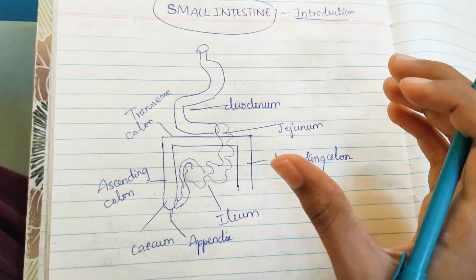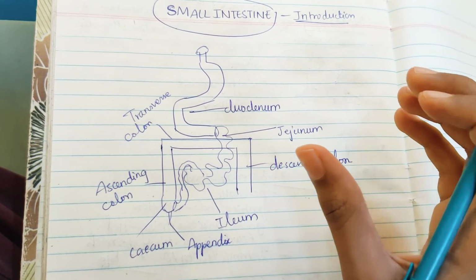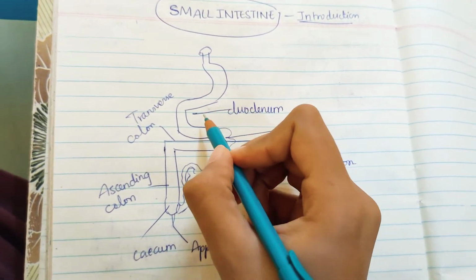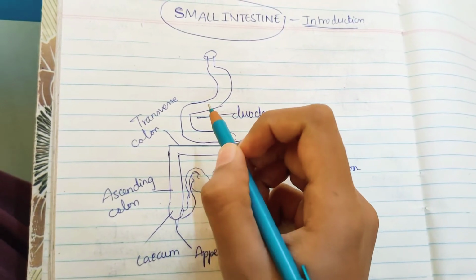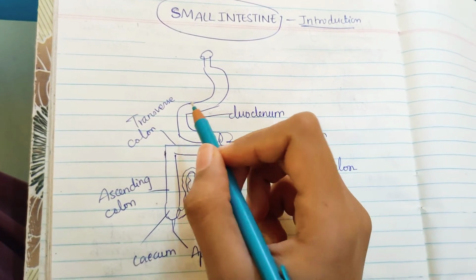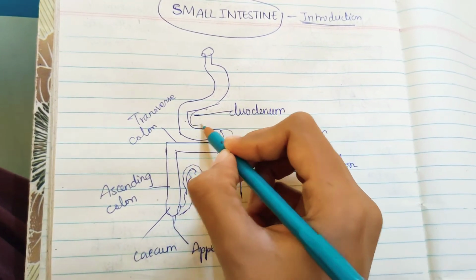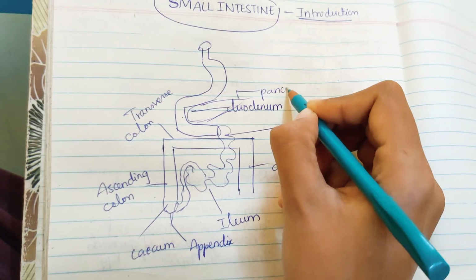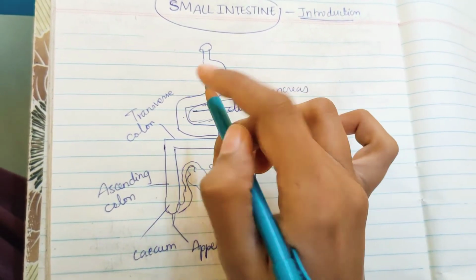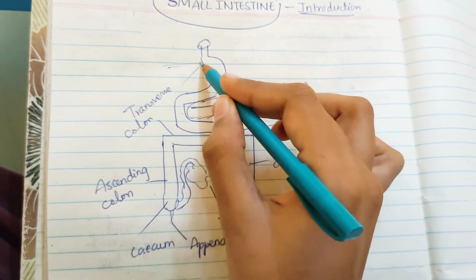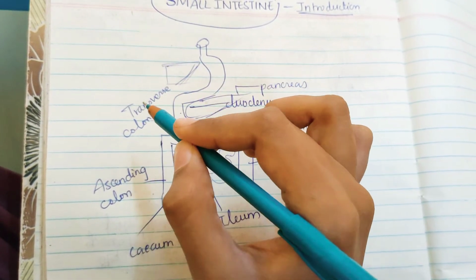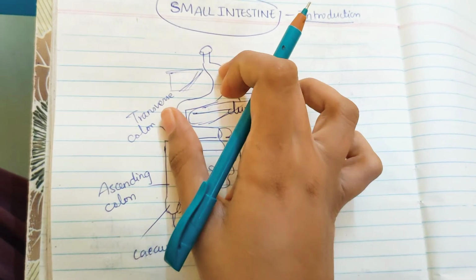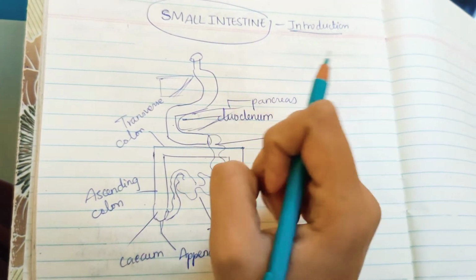Actually, the proximal 1.5 parts of the duodenum, including liver, gallbladder, and pancreas, are special. Here will be the pancreas like this, and the liver will be here. So liver, gallbladder, pancreas, and the proximal 1.5 parts of the duodenum are all forming from the foregut.